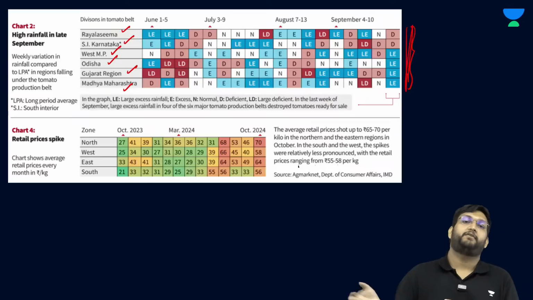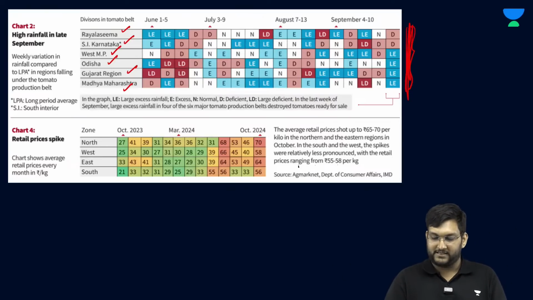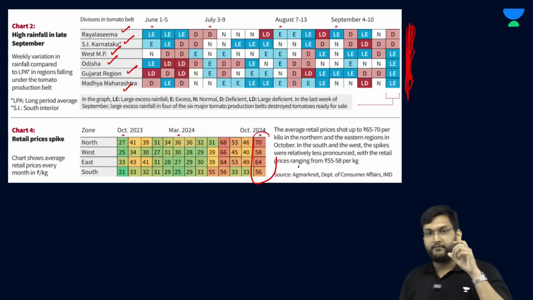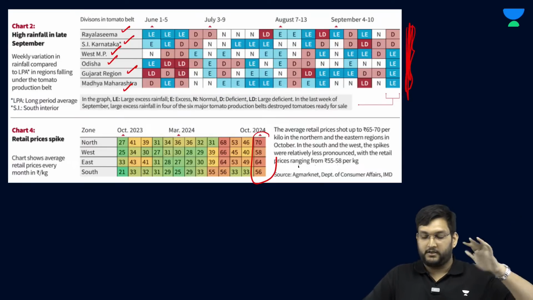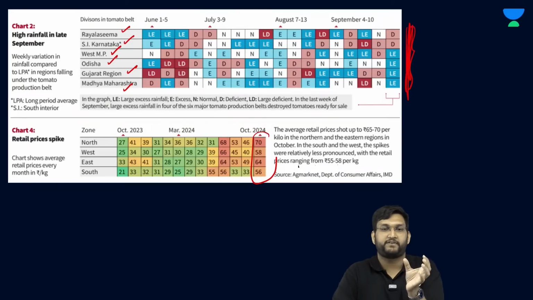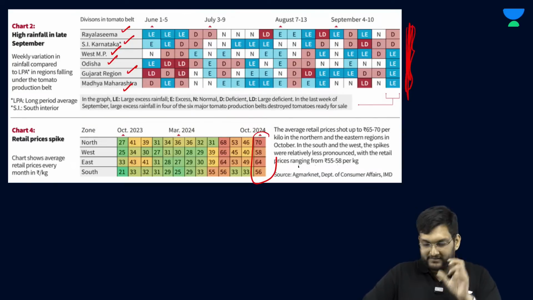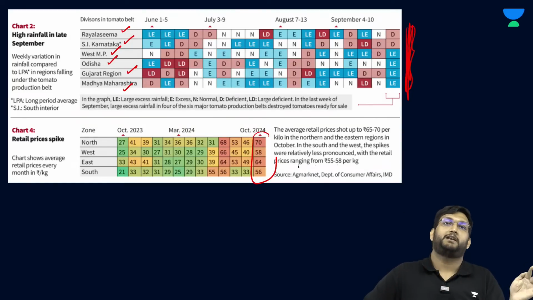And therefore, the supply further falls down. And that is why you can see that the north is facing a much bigger crisis with 70 rupees per kg vis-a-vis south, which has 56 rupees or 58 rupees. This is where the supply chain bottlenecks are creating issues.